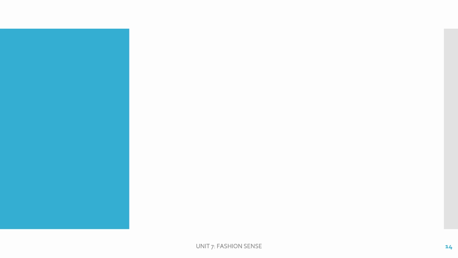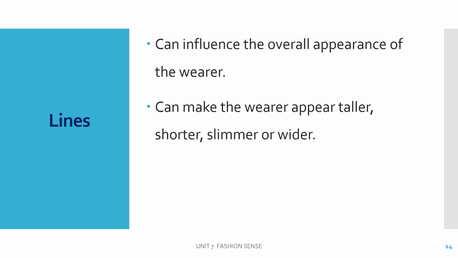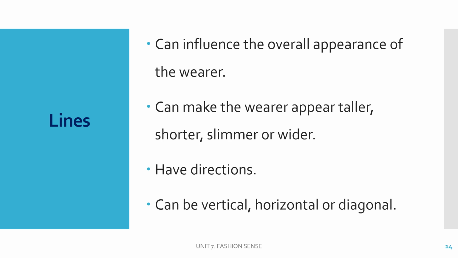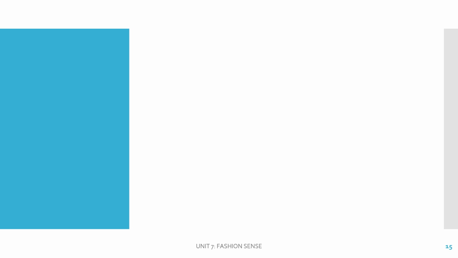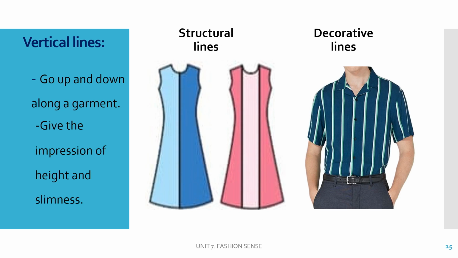Now let us see some more information on lines. Lines can influence the overall appearance of the wearer. They can also make the wearer appear taller, shorter, slimmer, or wider. Lines also have directions. They can be vertical, horizontal, or diagonal. Vertical lines go up and down along a garment. They give the impression of height and slimness.